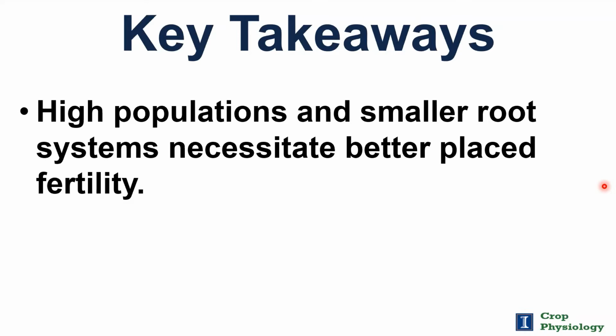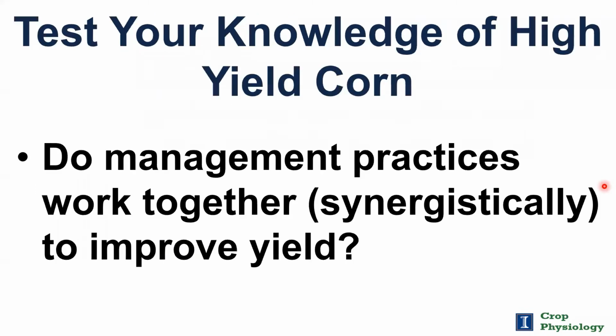But I'm going to spoil this next test question here. Do management practices work together, or synergistically, to improve yield? We already saw that higher densities and narrow rows, they interact. They're working together. Banded fertility, higher densities. You can combine them together and increase yield beyond what you would be able to with just the banded fertilizer or just the higher density. So we know that management practices are working synergistically together.